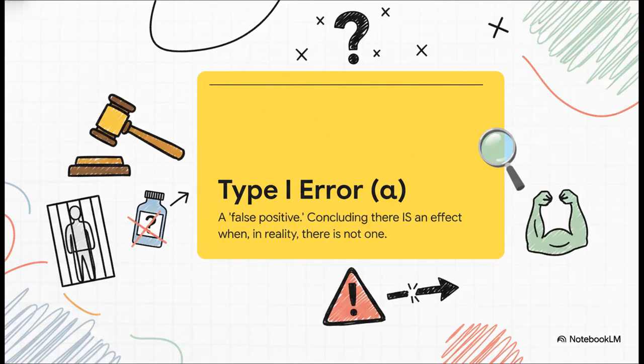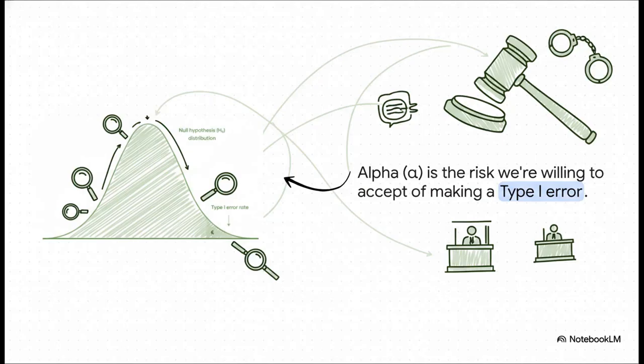Let's talk about a type 1 error. In our courtroom, this is a wrongful conviction. It's when we look at the evidence and decide to reject the null hypothesis. We shout, it works. The supplement is effective, when in reality, it does nothing. We found an effect that wasn't really there. It's a false positive. Now, the chance of making this specific kind of mistake is called alpha.